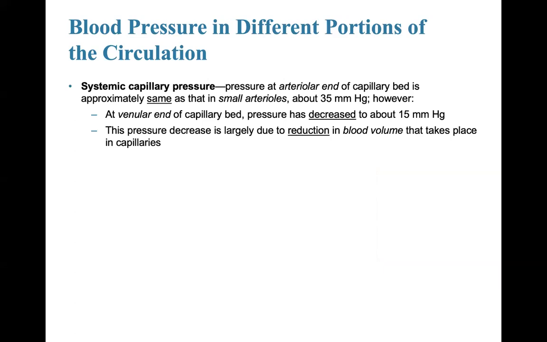The pressure at the arterial end of the capillary is approximately the same as the small arterioles, and that's about 35. However, at the venule end of the capillary bed, the pressure has decreased to about 15. This pressure decrease is largely due to a reduction in blood volume and takes place in the capillaries.